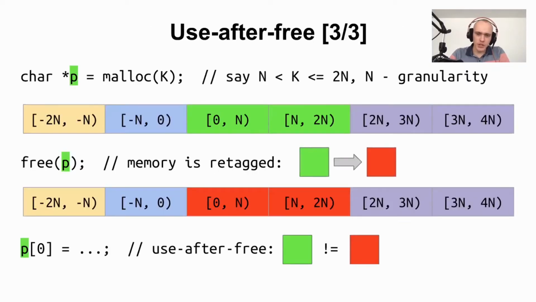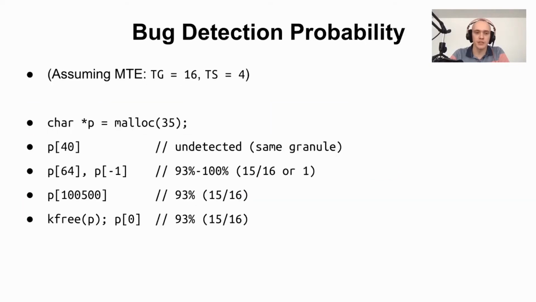So if you look at this picture and think about it, what's going to happen if our out-of-bound access is still in the second granule, but is accessing past the k bytes? In that sense, that access is not going to be detected, and our bug detection with memory tagging is actually probabilistic.